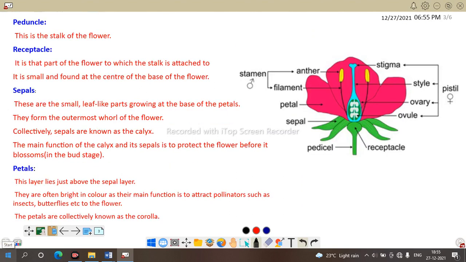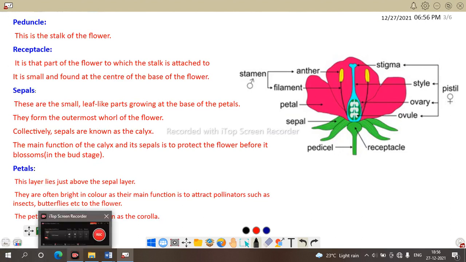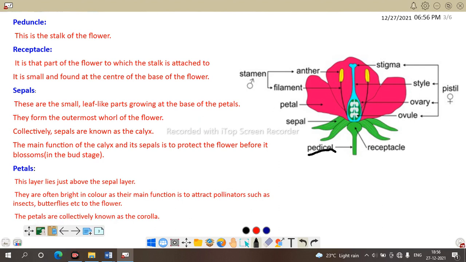Next is the parts of a flower. First is the peduncle. Peduncle is the stalk of a flower. We may sometimes refer to it as the pedicel. So here is the peduncle or pedicel. Then is the receptacle. It is the part of the flower to which the stalk is attached to the floral parts. Here is the stalk and here is the receptacle from where the floral parts are developed. The small swollen base of a flower is known as a receptacle.